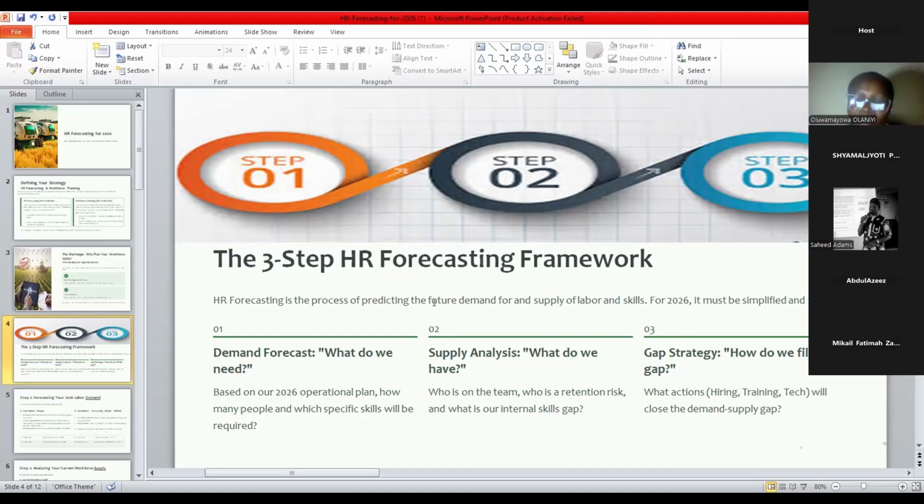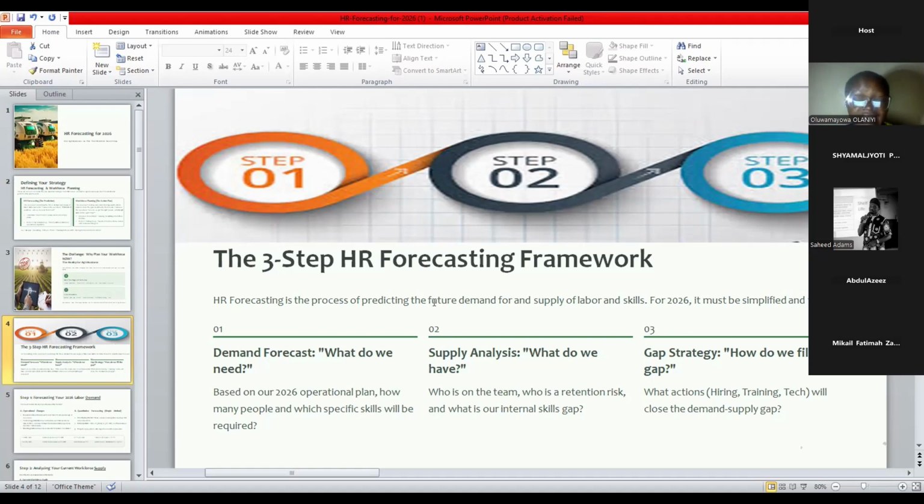How exactly do we fill this gap? Are we going to hire more? Is our strategy going to need hiring, or is it going to just need us to train the ones we have, or are we even going to introduce some technology?